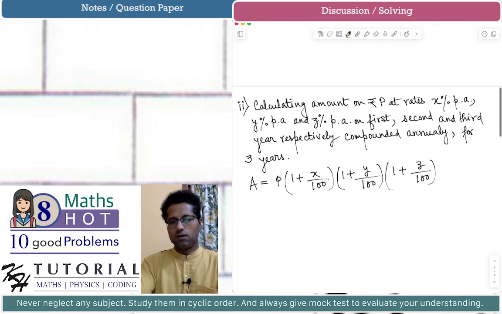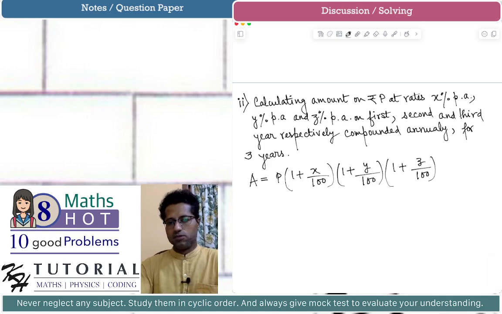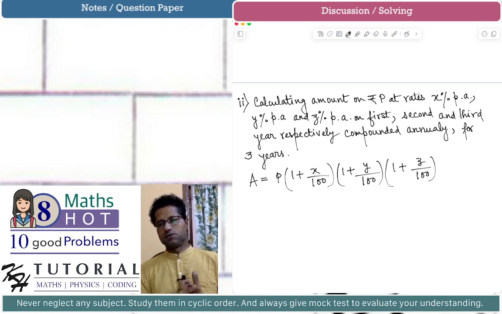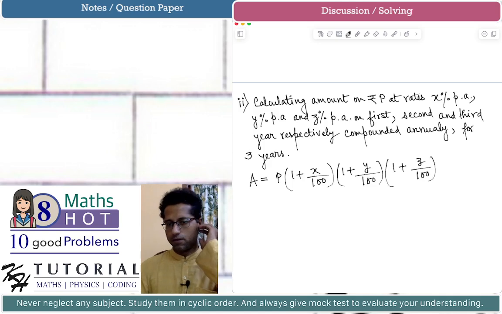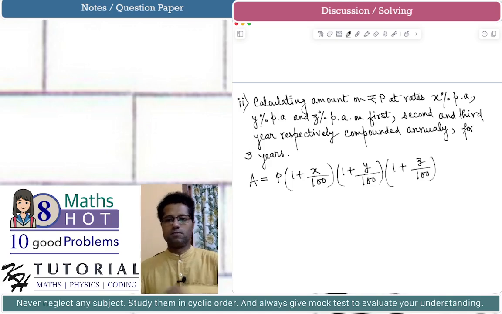What will be the formula for calculating the amount on a principal P at rates X% per annum, Y% per annum, and Z% per annum on the first, second, and third year respectively, with the interest compounded annually for 3 years? So, what will be the amount after 3 years on the principal P, where the rates are X% per annum for the first year, Y% per annum for the second year, and Z% per annum for the third year? The formula is A is equal to P multiplied by 1 plus X by 100 multiplied by 1 plus Y by 100 multiplied by 1 plus Z by 100.